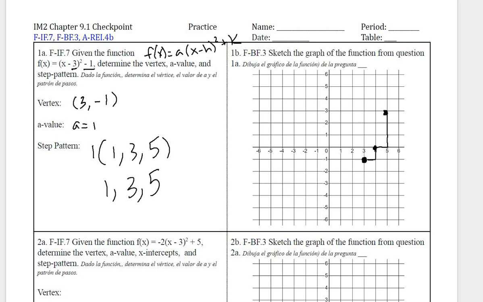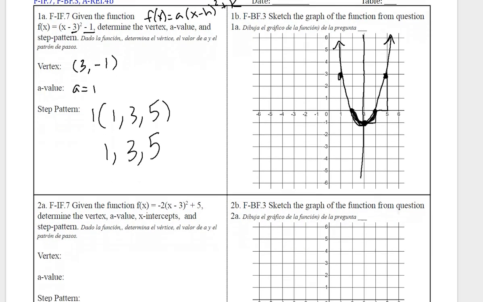Okay, I turn these into points. I mirror the points across the vertex, and I connect with a smooth curve. Oops. Looks like I went a little below my vertex point there. That's okay, I'll just make my line thicker. Looks great. Okay. Next problem.